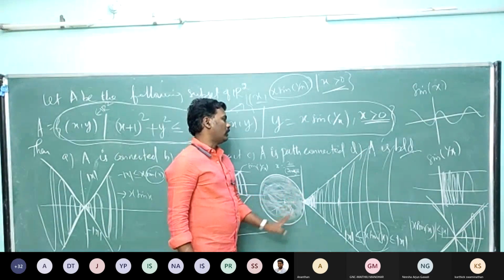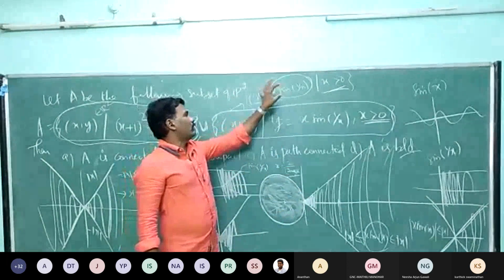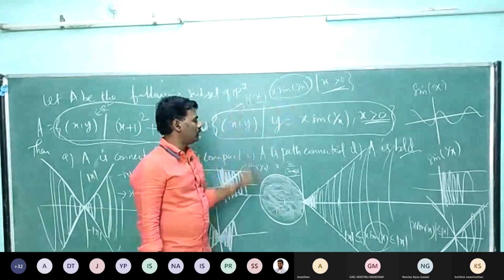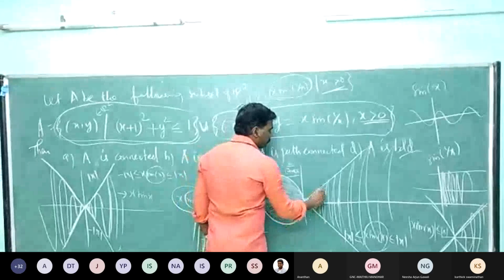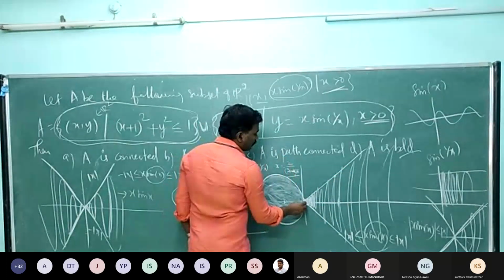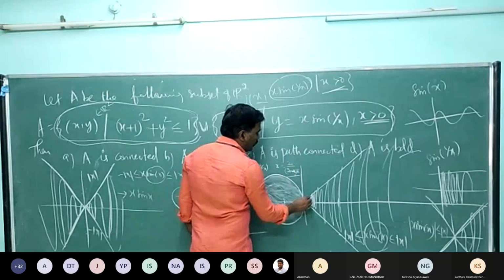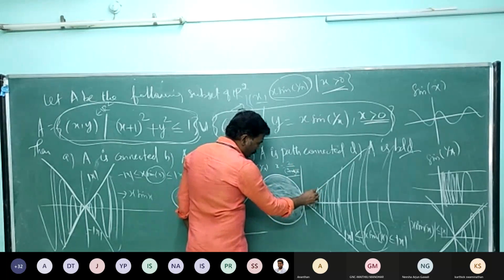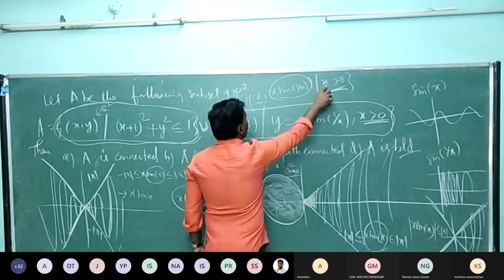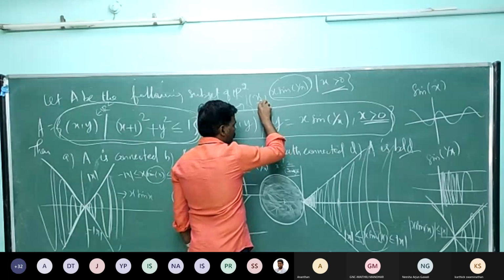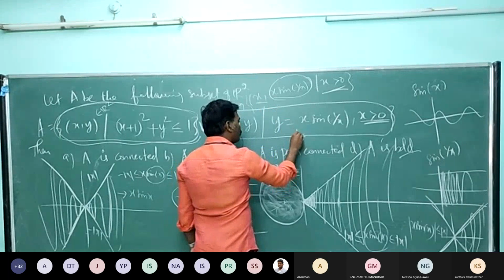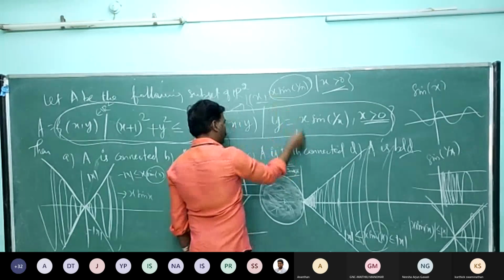Now this set is your A. It's a function, right? x comma f of x. Now what is your set? Your set is this curve only. Now the A is a union. This is zero, and this set comes very close to zero. Why? x is just positive. x positive means zero is not in the set, but x gets very close. So zero is the limit point.